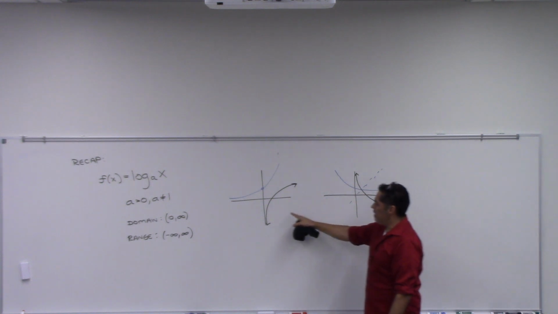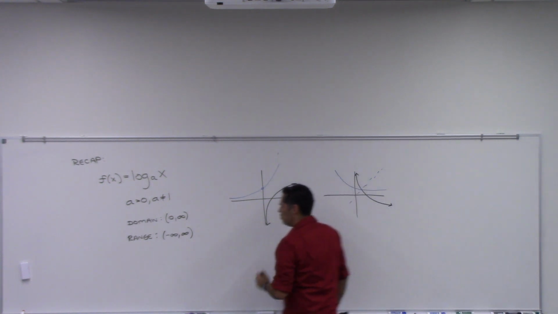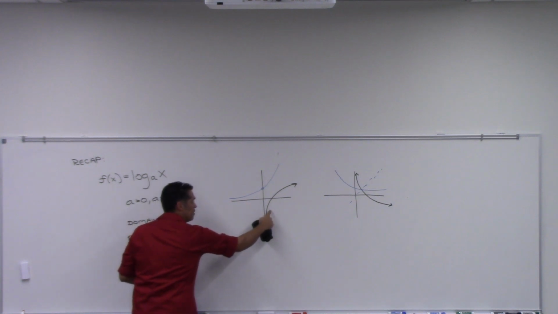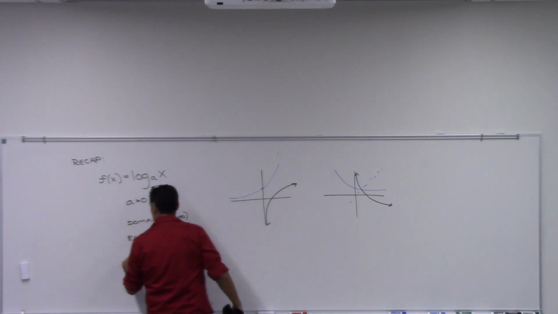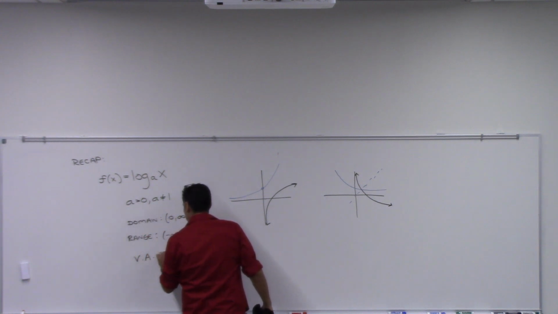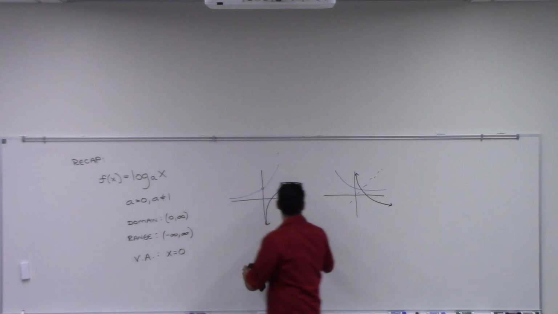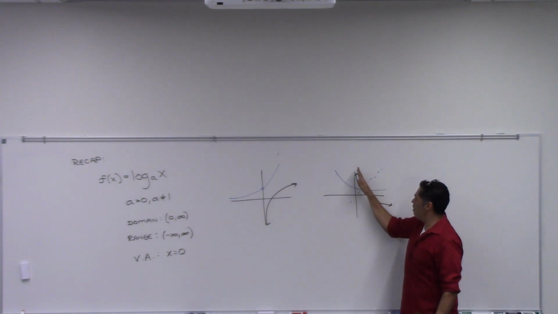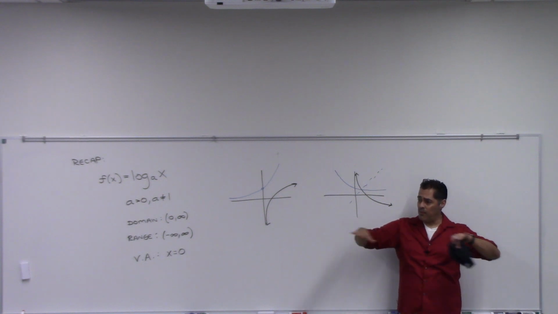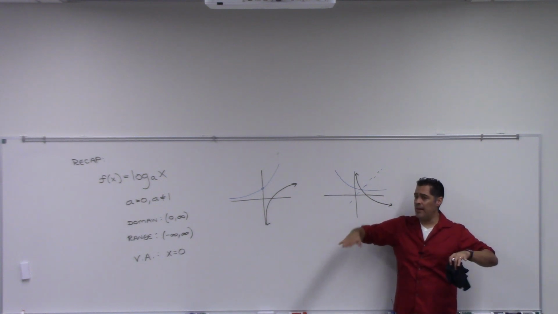So in this case, can you tell me, do we have a vertical asymptote? On this one, do we have a vertical asymptote? Yes, we have a vertical asymptote where? At x equals 0. In both of these, don't we? In both this black one and this black one, we have vertical asymptotes. With exponential functions, we had what? Horizontal at y equals 0.